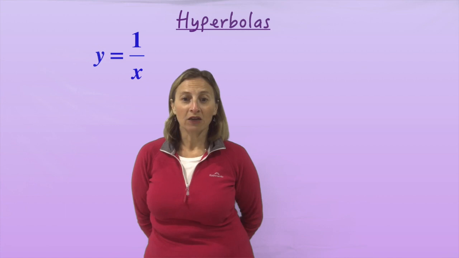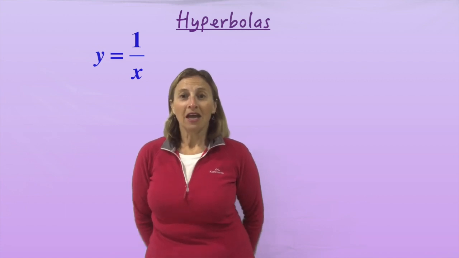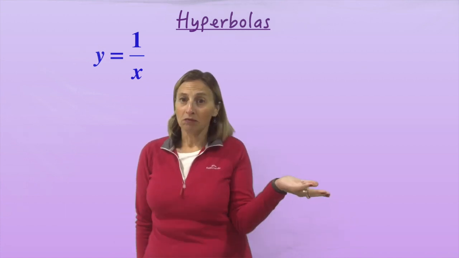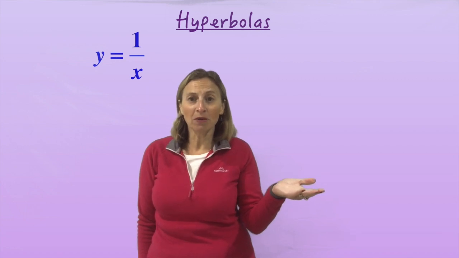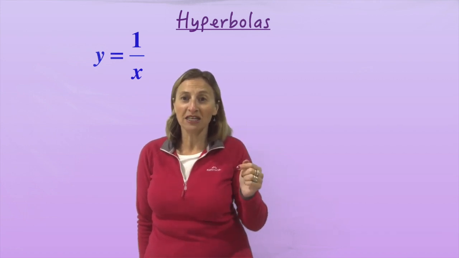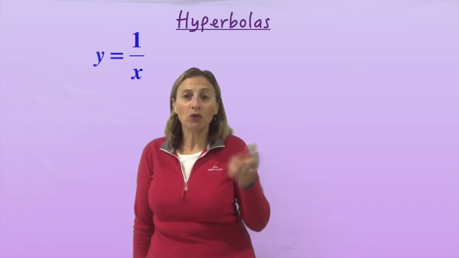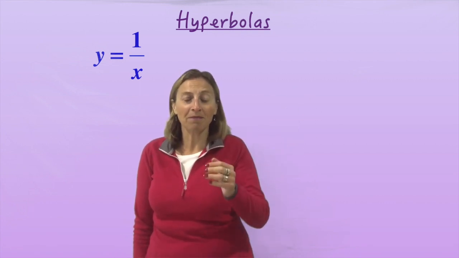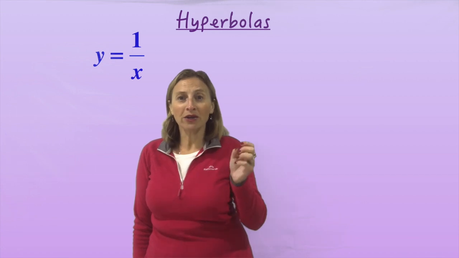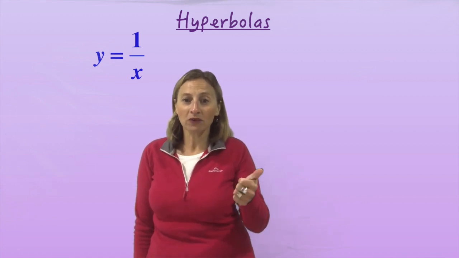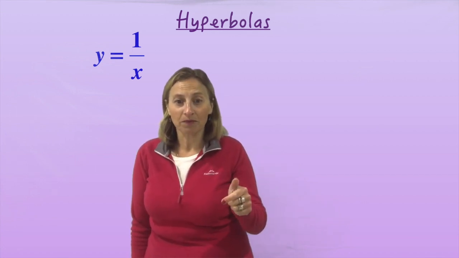Hyperbolas are a different type of graph because they come in the form y equals 1 on x. Now that's interesting because if you have x equals 0 on the denominator, then you have 1 over 0, which doesn't exist. It also means that you can't have y equals 0, because 1 over something can never equal 0. We're going to have asymptotes at y equals 0 and x equals 0.